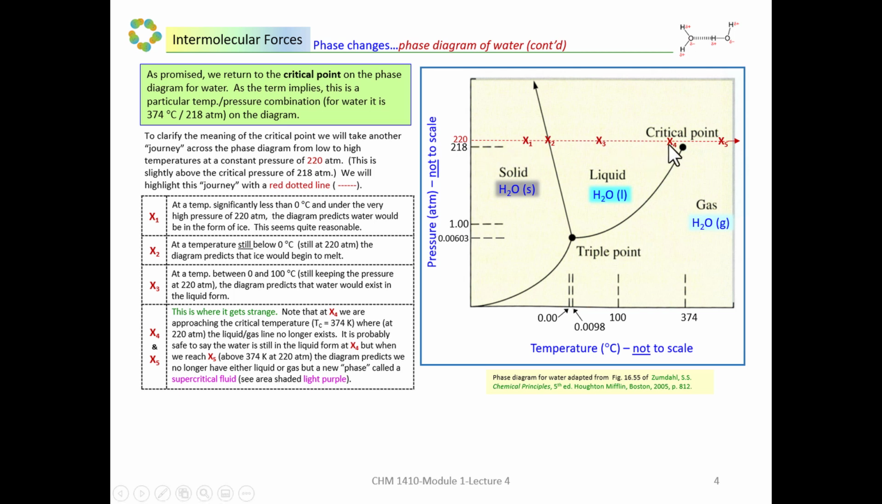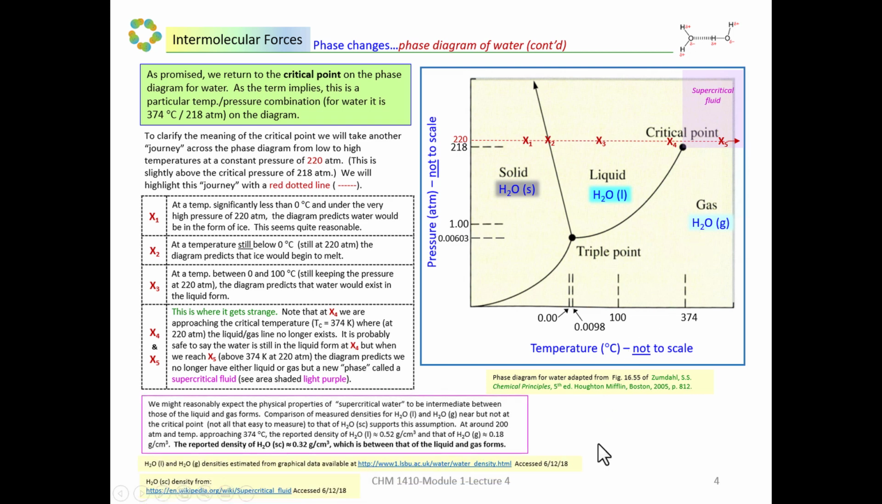So it's probably safe to say, and I think the diagram kind of predicts here, that water would still be in the liquid phase. If we keep increasing the temperature so that now the temperature is above the critical temperature, we're going to go over to point x5. The diagram predicts that we no longer have either a liquid or a gas, but actually what it's saying is that we have a new phase, and it's actually called a supercritical fluid, which I've marked here as a rectangular box, kind of a purple color, on the phase diagram.